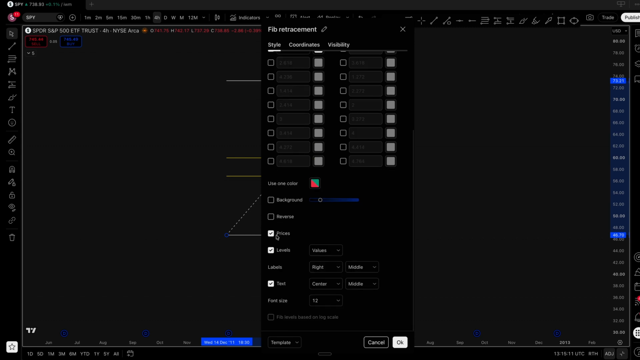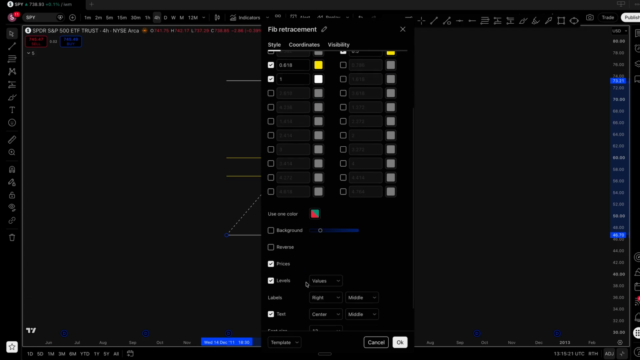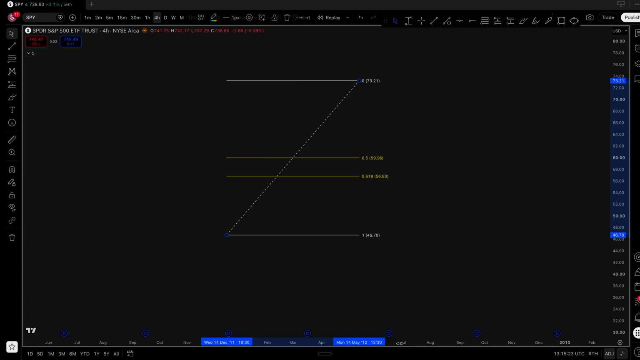No reversal. Then I have my price and my levels, my value. I have my label to the right side or the middle, the text to the center or the middle, and screenshot that, have it like mine. Dig? So now let's talk about this tool.